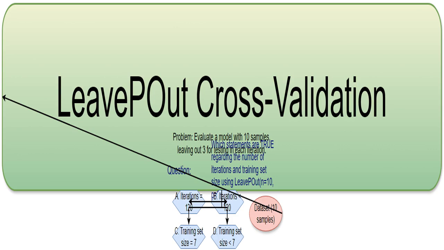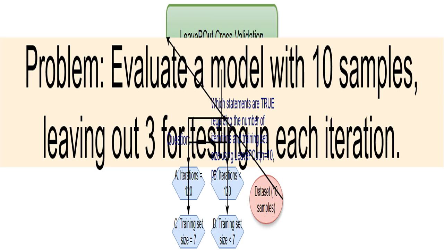We're using a technique called leave-P-out cross-validation to test a machine learning model. It's a way to split our data into training and testing sets to see how well the model generalizes. I have a dataset with 10 data points.